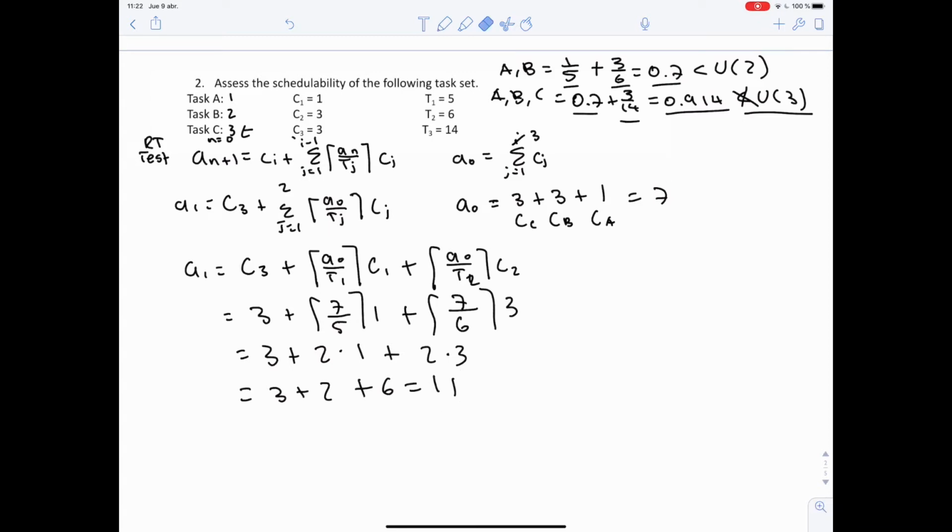Now we want to do the next one because 11 and 7 don't match. And I think I forgot to mention, but the test ends when there are 2 consecutive values, let's say a_i and a_(i+1), that are equal, and the number at which they're equal is less than the period. So in the case of our task, it has to be less than 14. So now we're going to do a2. It is the same format, so we're going to have this, but the only difference is that we're going to have a1 now instead of a0.